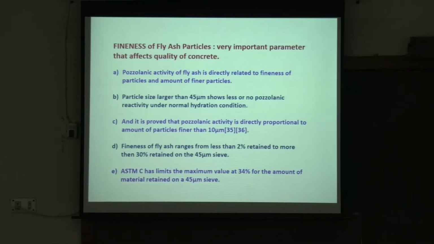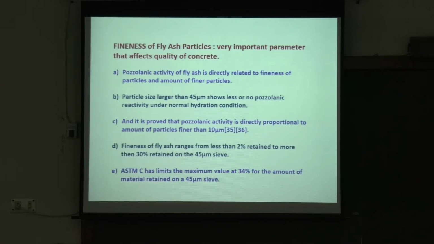So use the proper sieve to make sure that you get the particle size less than 45 micron. Fineness of fly ash ranges from less than 2% retained to more than 30% retained on the 45 micron sieve. So use that.